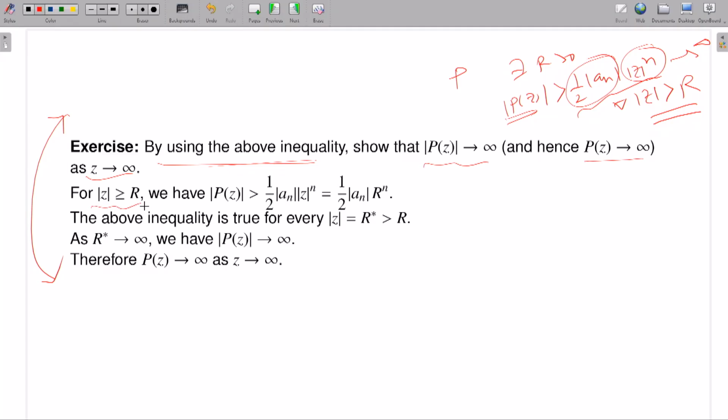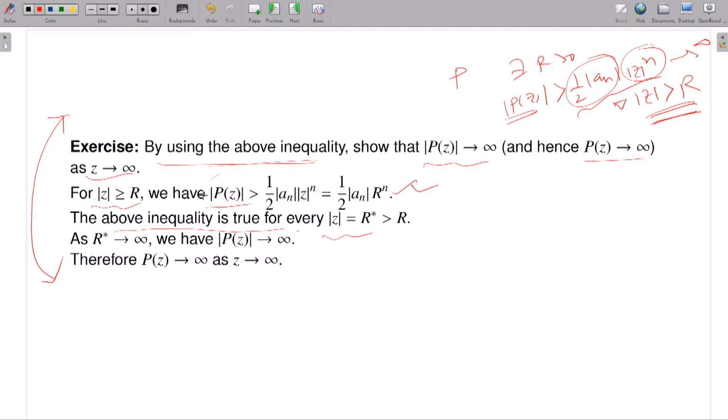By using the above inequality, we have to show that, okay, what we have proved is mod z is strictly greater than R, or greater or equal to R. We will have this lower bound, modulus of Pz, which is half of mod n, mod z to the power n. So you can say put mod z equal to R, so this is half of mod n times R to the power n. Then the above inequality is true for every z, because it is true for all z greater than R. So in fact if I take mod z equal to R star, which is greater than R, then also the inequality is true.